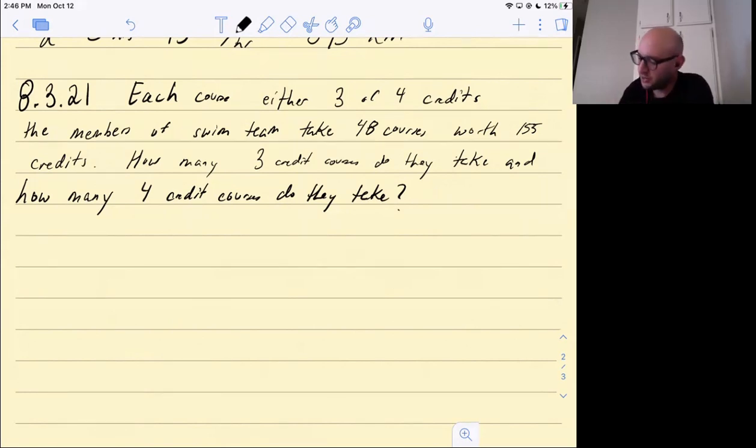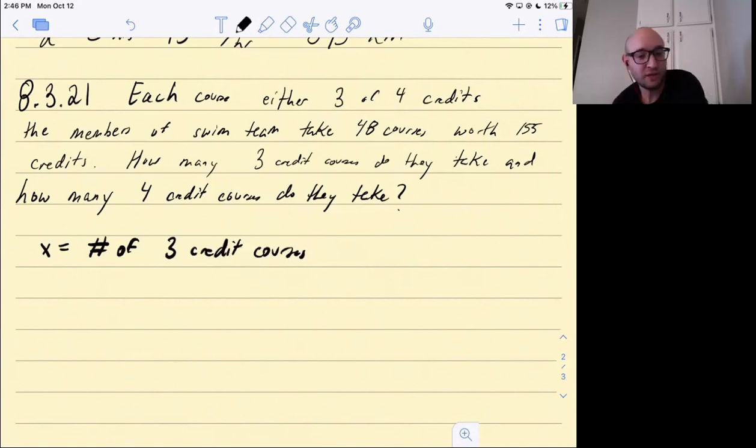Okay, I was looking for this. X equals, make sure to write the number of 3 credit courses. Don't just write 3 credit courses, write "number of." Because I've seen people write X equals 3, Y equals 4, and get really mixed up. We see that with the concentration problems as well, and it's really important for those problems. Y equals the number of 4 credit courses.